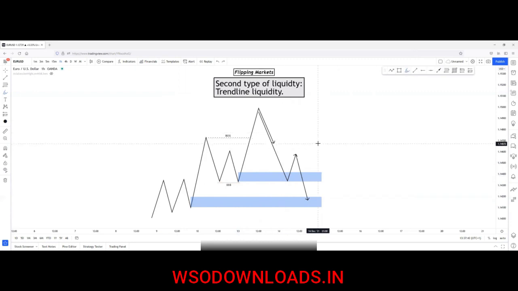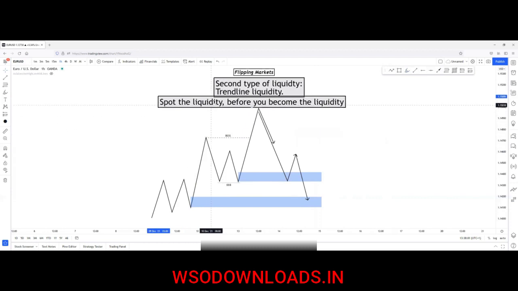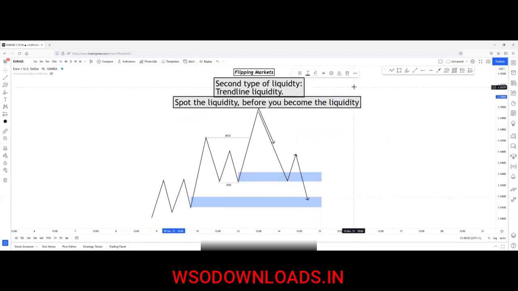You always want to spot the liquidity before you become the liquidity. Just remember this and write it down. You know what? I will write it down here and you can screenshot it. This is the golden rule for the liquidity. Spot the liquidity before you become the liquidity.